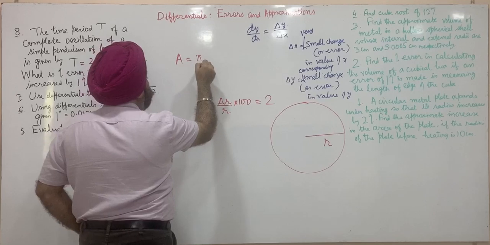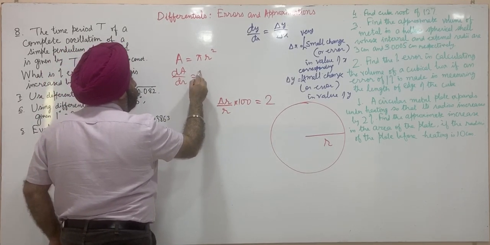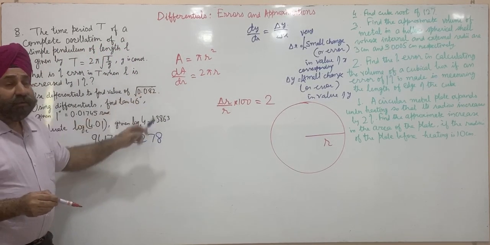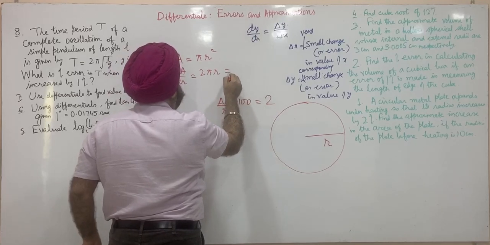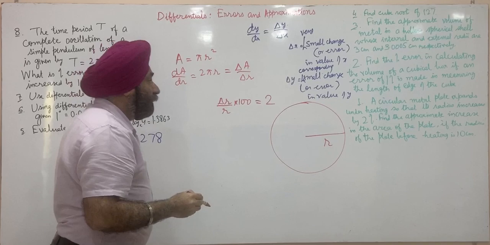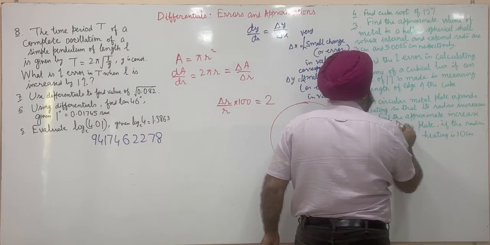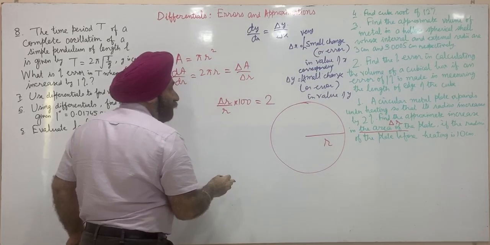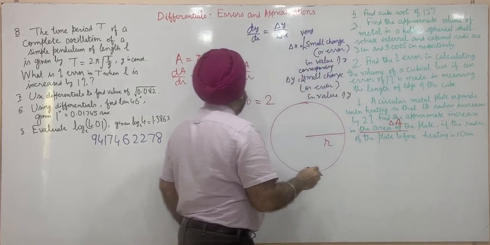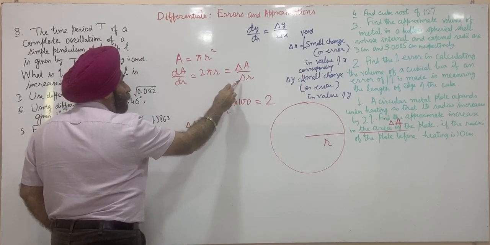Area we know as pi into r square. dA by dr will be 2 pi r. And what is dA by dr? Using this relation, it is delta A by delta r. We have to find the approximate increase in area of the plate, which means we have to find delta A. So delta A is 2 pi r into delta r.